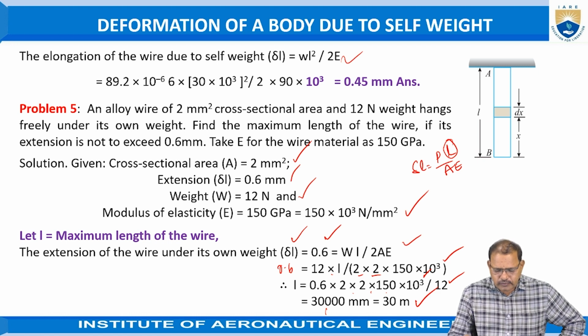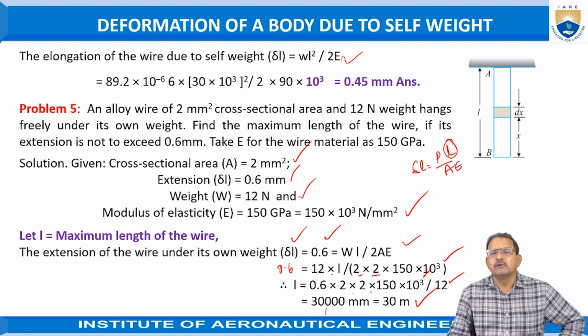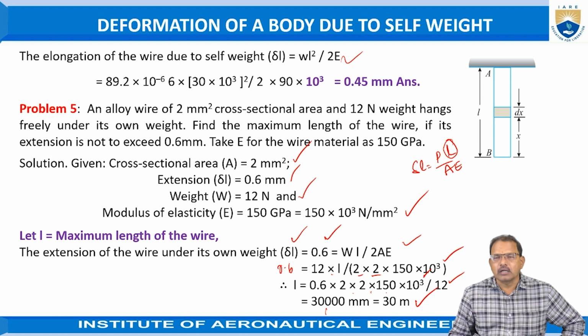Okay, this is the length of the wire. When the weight of 12 newtons is applied, an extension or elongation of 0.6 mm is produced. This is our required answer.